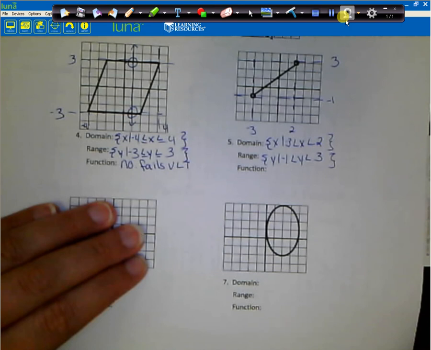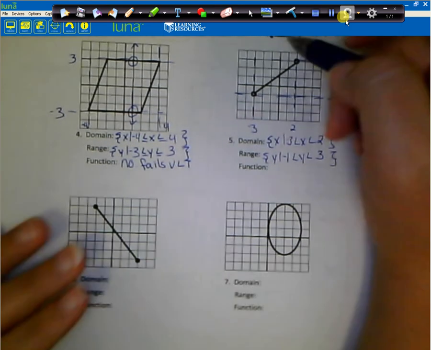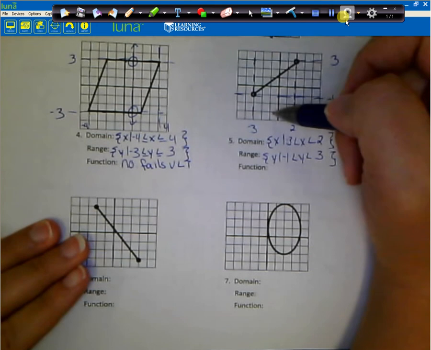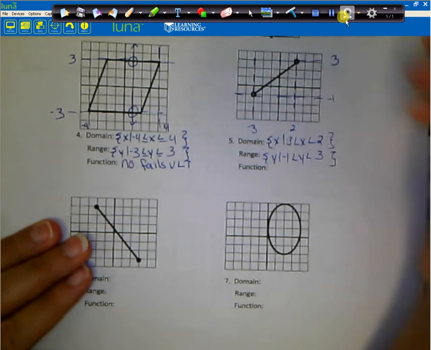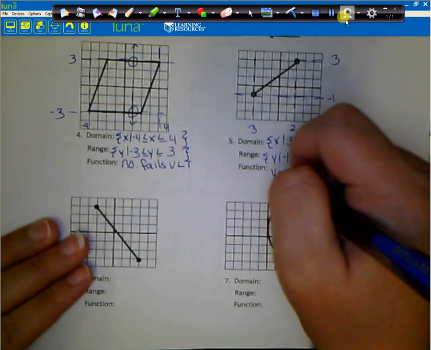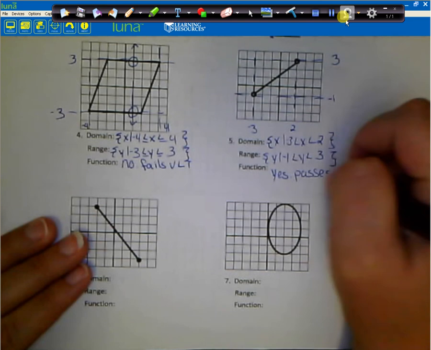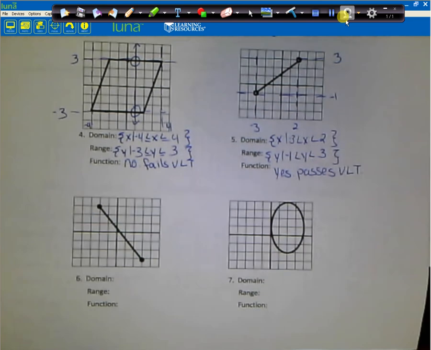Now this one, if we use the vertical line test, no matter where I draw a vertical line, it's only going to hit that graph in one place. So we're going to say, yes, this is a function. And it's a function because it passes the VLT, or the vertical line test.